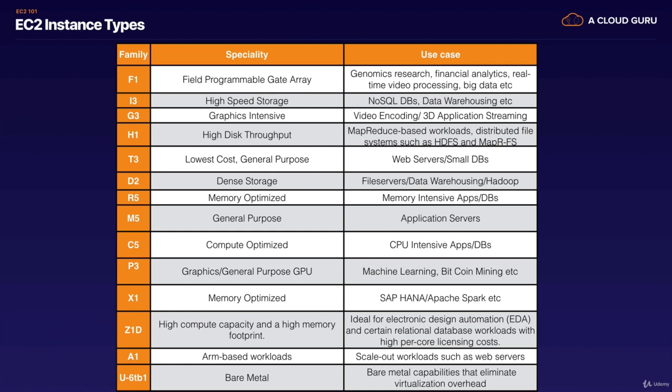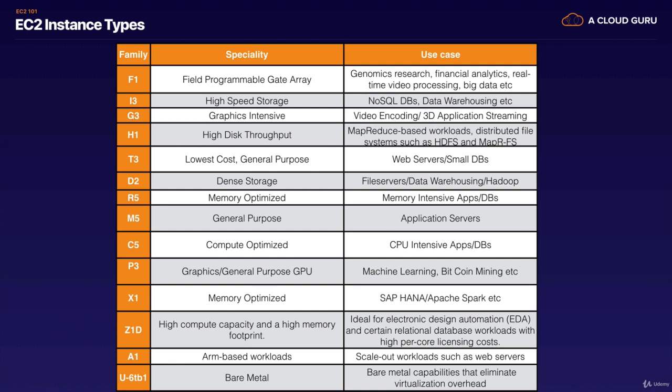We've got D2s. These are dense storage. These are used for file servers, data warehousing, and Hadoop. We've got R5. These are memory optimized, and these are useful for memory intensive apps or databases. We then have M5. This is for general purpose use, and typically use this for application servers.